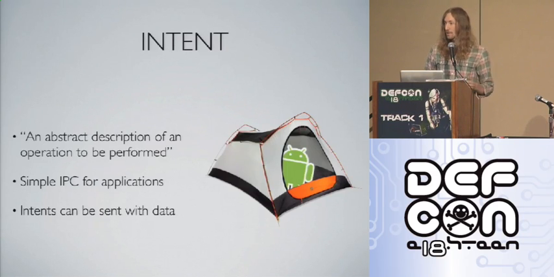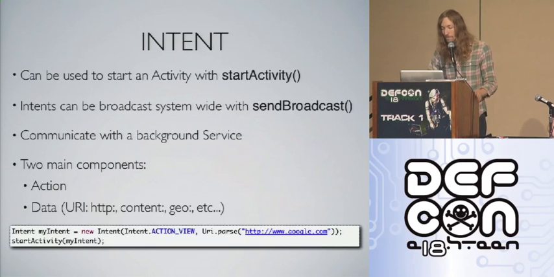Intents for Android are basically a way for applications to do simple IPC so that they can send an event or an action along with data, which is usually in the form of a URI. So if we want to start up a browser, we can send an action view intent with a URL as our data, and that will fire up the browser using that intent. As you said, they can be used to start activities with start activity.